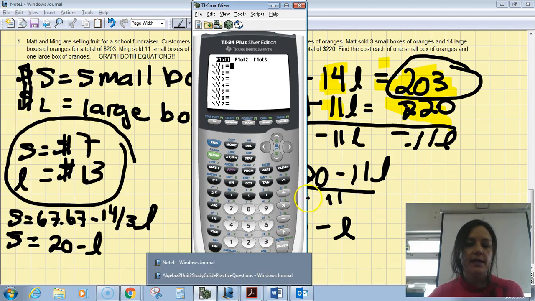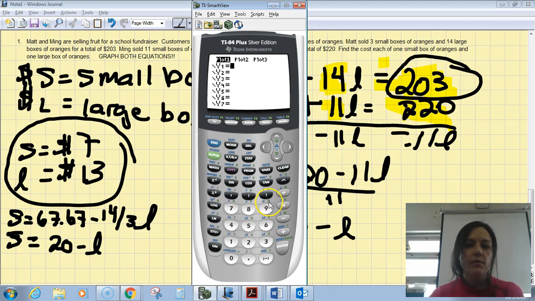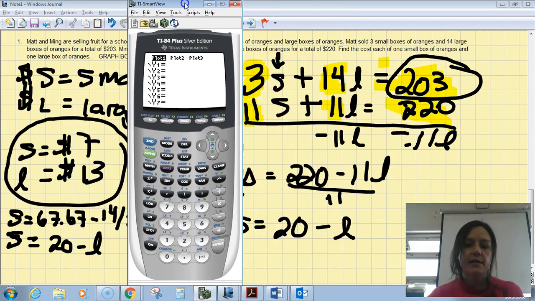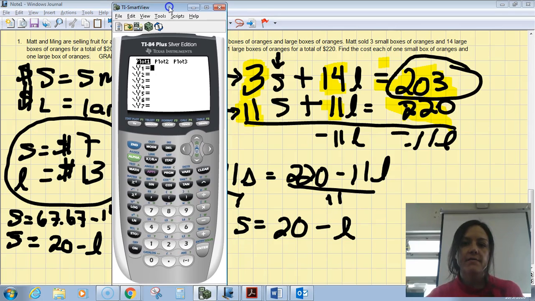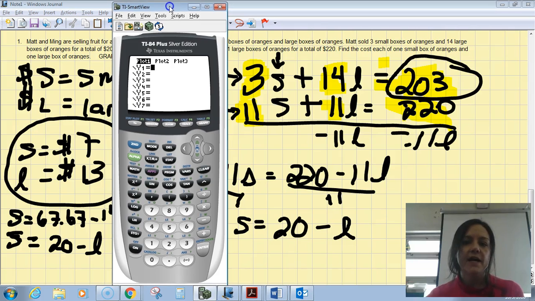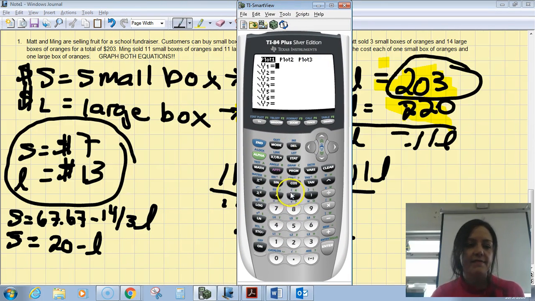So the first one is going to be, oh, you know what? I'm just going to put into the first one 203 divided by 3 here, because that's going to be what gave us 67.67. And that way the calculator gives us an exact answer. So I'll just do 203 divided by 3 minus, and then in parentheses again, 14 divided by 3 times x. And in this case, the x is the L, right? And then the other equation, we're going to do just 20 minus x.